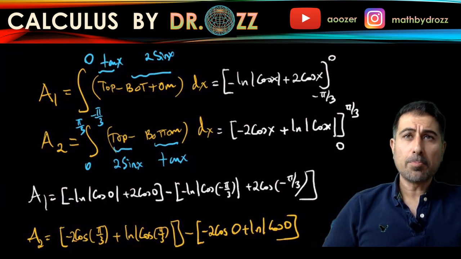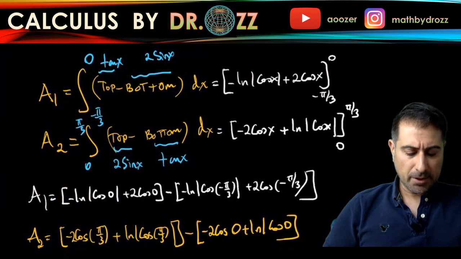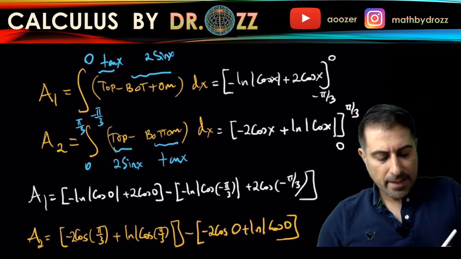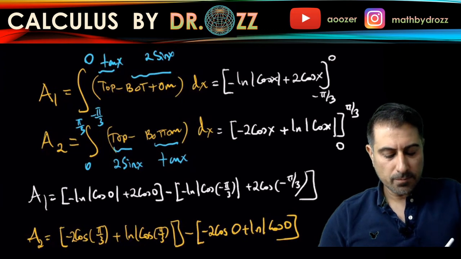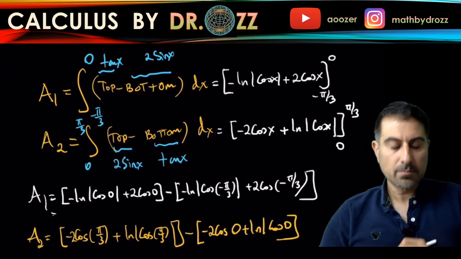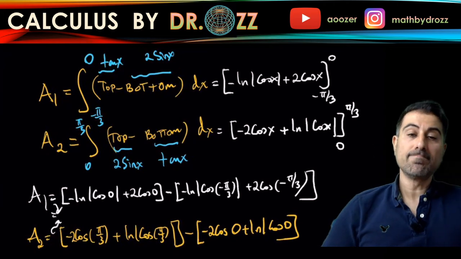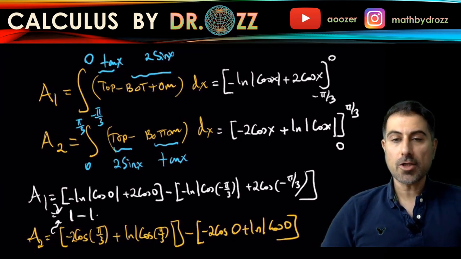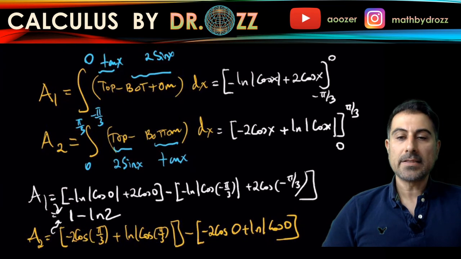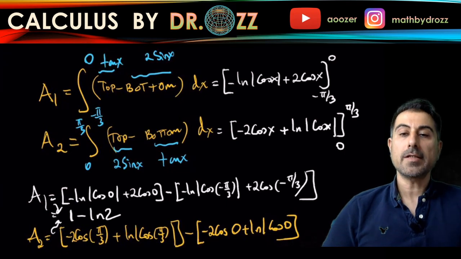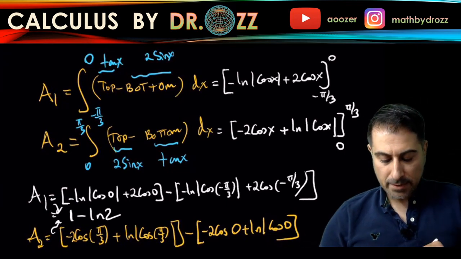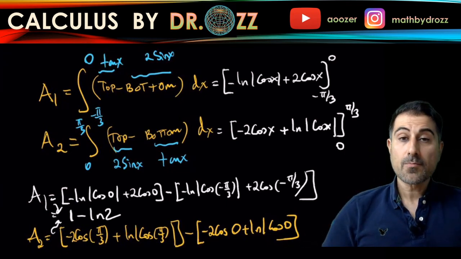And please go ahead and do the calculations here. You should get that A1 and A2 are equal. Each of A1 and A2 has the value 1 minus ln2. Please convince yourself.